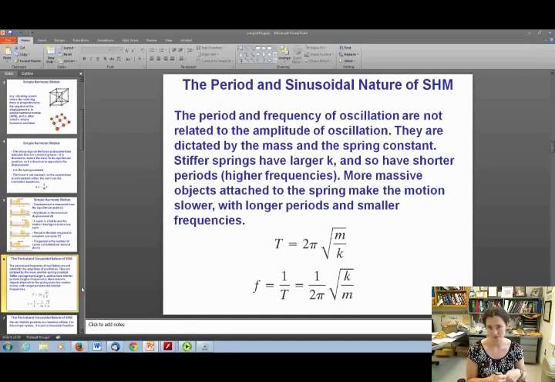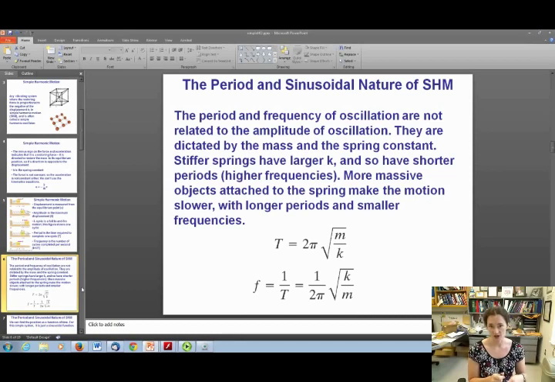Kind of strange, but true. In the same system, no matter how far you compress or stretch the spring, that doesn't change the period of the motion unless you exceed the limits of the spring. Instead, the frequency and the period are dictated by the mass and the spring constant. Stiffer springs have larger values of k, and so they have shorter periods and higher frequencies.